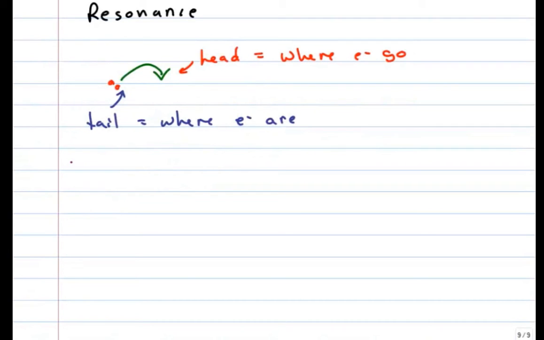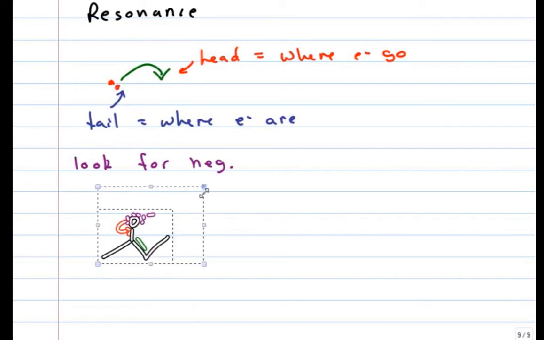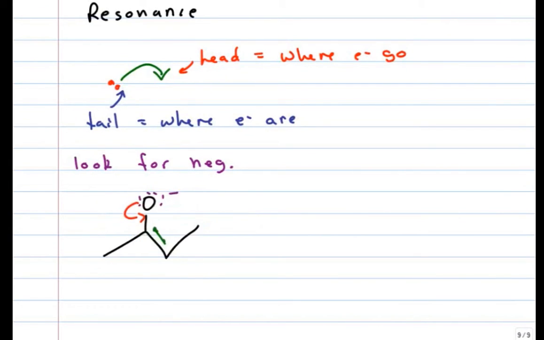Electrons are negative, so ideally you want to look for negative. Negative would be literally a negative charge. So for example, if you have a resonance structure where you have an oxygen atom with 3 lone pairs and a negative and a pi bond here, ideally you want to start your resonance where the negative oxygen collapses down and these electrons then get pushed.